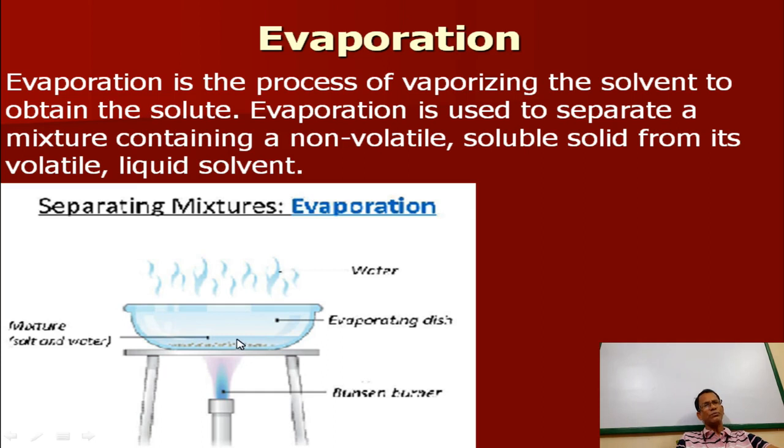Here the basin, that is the evaporating dish, contains the solution. When the solution is heated by a Bunsen burner, the volatile solvent will be easily evaporated. Then the remaining solute will be obtained in the container. So in this way we can separate the soluble component from the solution by the evaporation method.